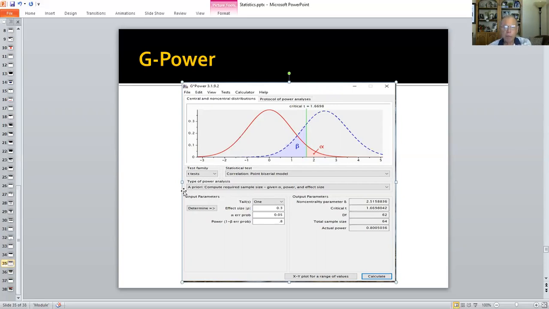Then you have to know the type of power analysis. This is pretty easy. Here you're doing a priori. In other words, you're looking for a sample size. You can also do this post hoc, and by doing a post hoc, that will tell you what your power was after the test is run. But here we're looking ahead. We're looking a priori.